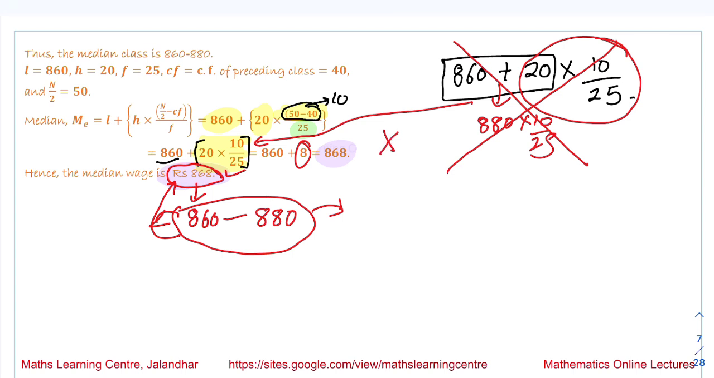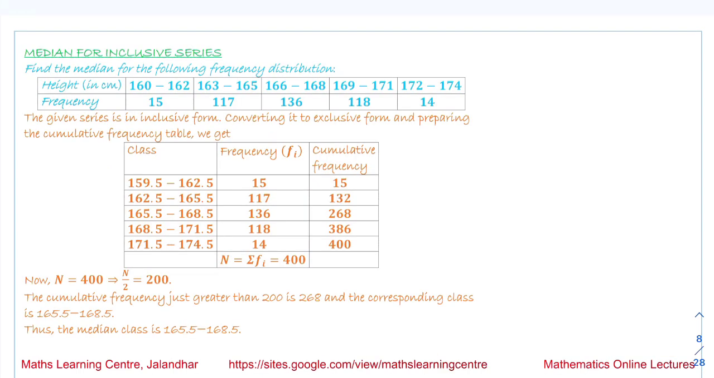Now the next question we have is to calculate the median for an inclusive series. The data given to us is the height in centimeter and the frequency. The range given to us is 160 to 162. The next value we have is 163 to 165. Look at these two values over here. The data given to us is in the inclusive form, so first of all we have to convert these values to the exclusive form.